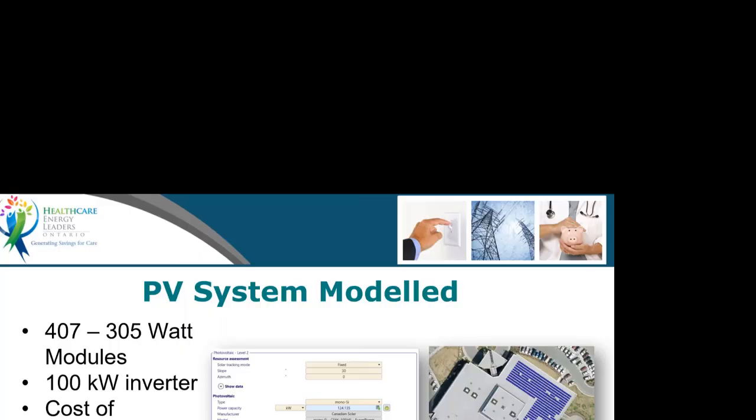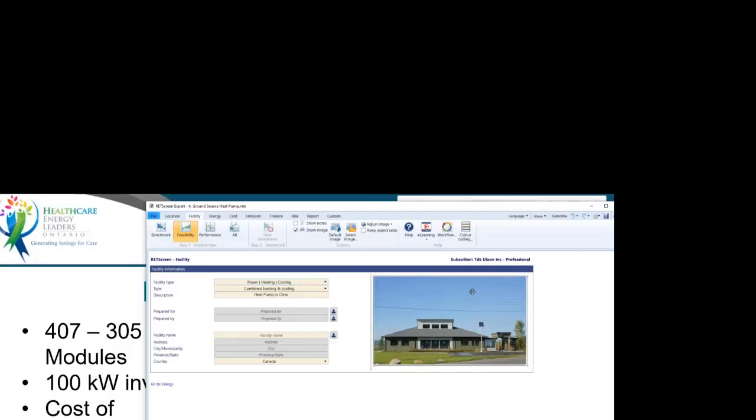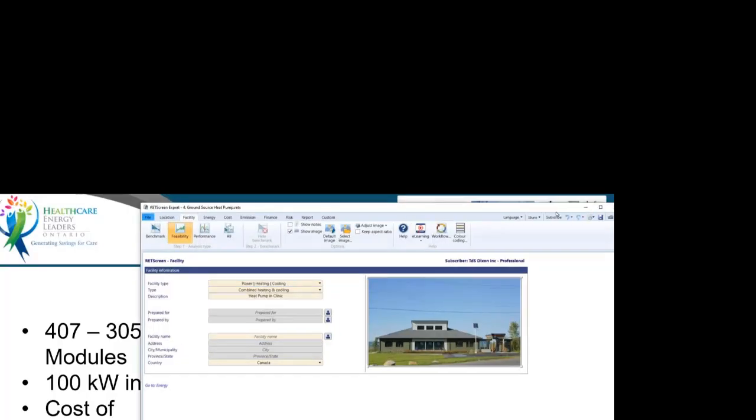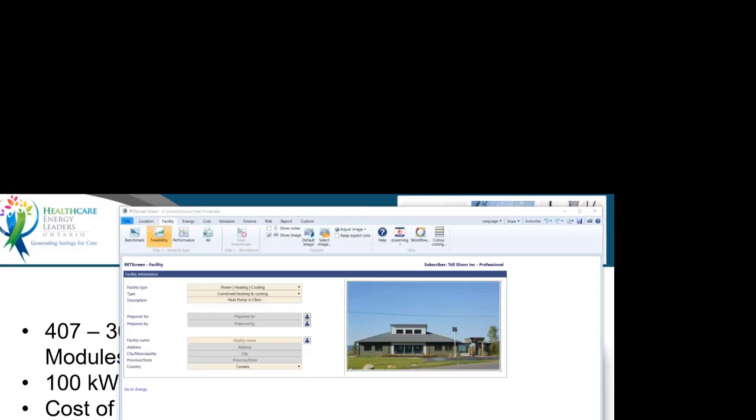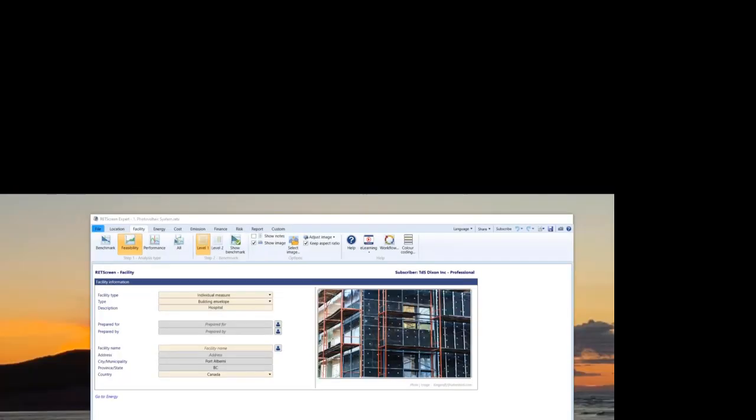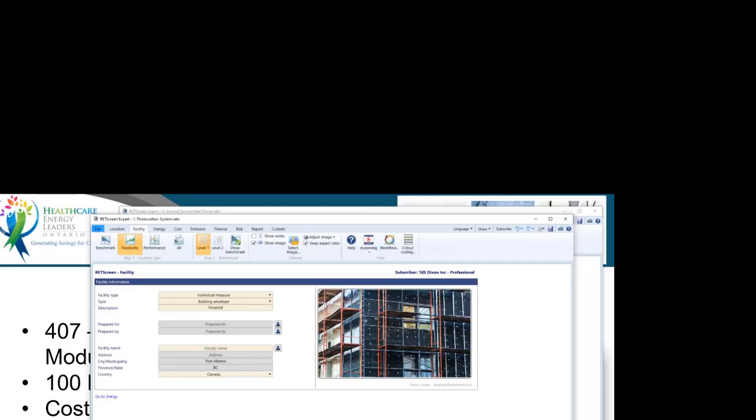Just have a quick peek at how you would do that in RETScreen. I need to go to the right one here. Here we go. I think this is my PV. No, sorry, I didn't pull the PV one up. Okay, let me see here. Oh, I did. There we go. Photovoltaic system, even though it has the wrong picture on it.